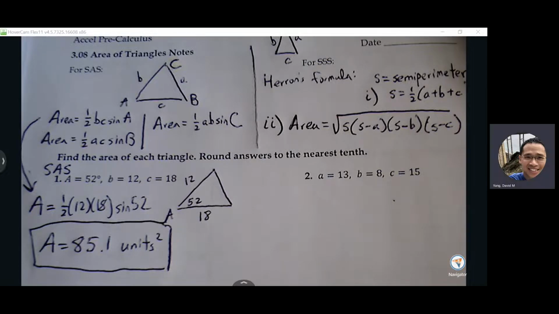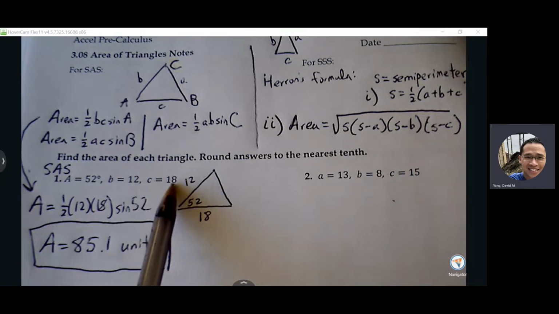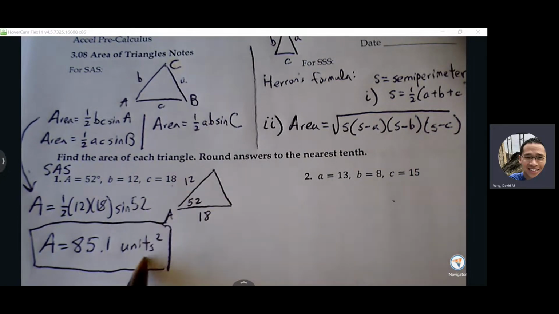Do you ever give inches or feet? It depends on the problem. If the problem doesn't give you any units, then you just say unit squared. But if it does give you centimeters or kilometers, then you can include that. The important thing is to make sure that you square the unit.